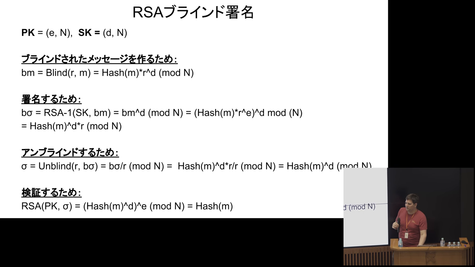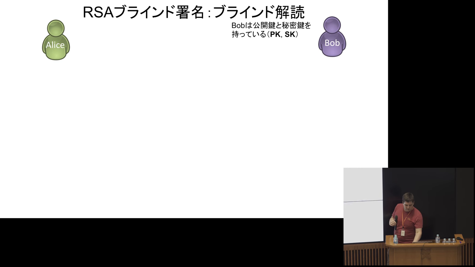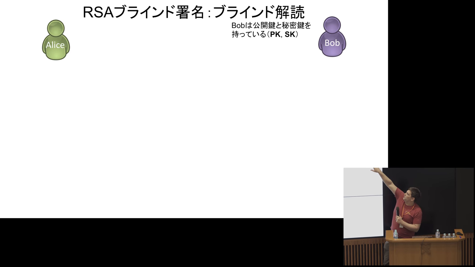I'm going to move on to another scheme which uses blind RSA. You can use blind RSA to do blind decryption. In this, we're going to assume that Bob has a public and secret key pair.